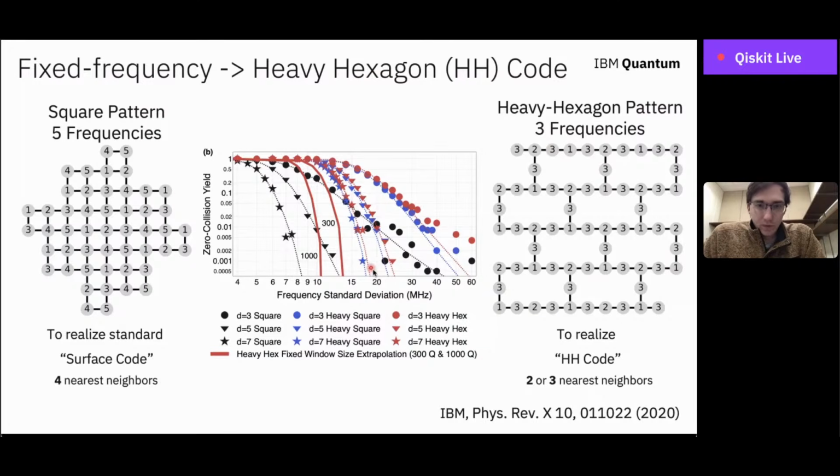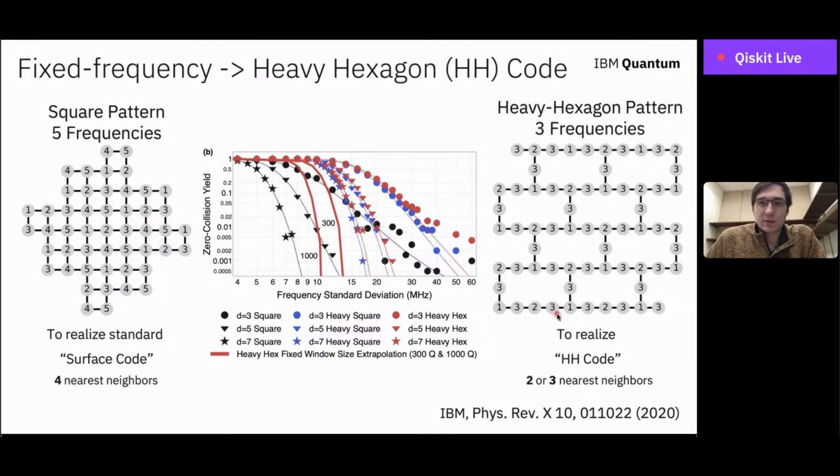right. So what this plot is trying to communicate is that if you use the heavy hex layout instead of the square layout, you end up with fewer frequency collisions. You end up with greater yield. So you can see that the red points are higher than the black points. The black points indicating the square lattice, and the red points indicating the heavy hex. And around 20 megahertz standard deviation is what we have currently in our fab.